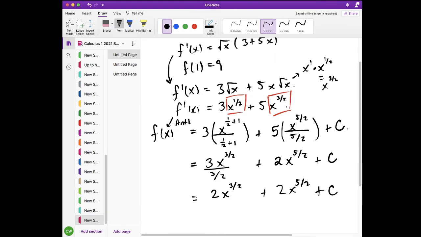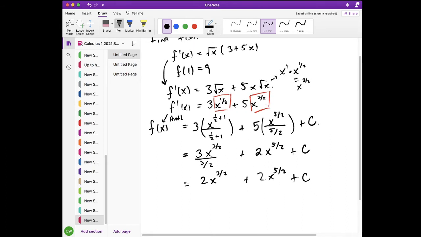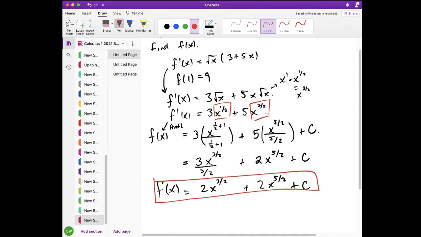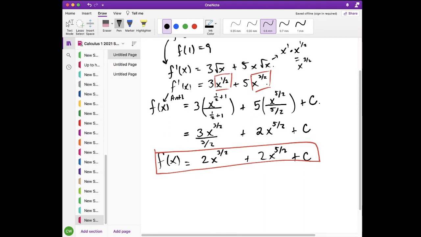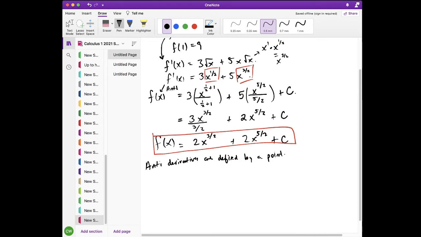All right, so now we know a specific point on the graph. So this is the form of any function whose derivative is radical x times 3 plus 5x. A theorem that we had last time is that antiderivatives are unique up to a point, or I could say they are defined by a point. So what does that mean? Just plug in 1. F of 1 is equal to 9. That's part of our given.